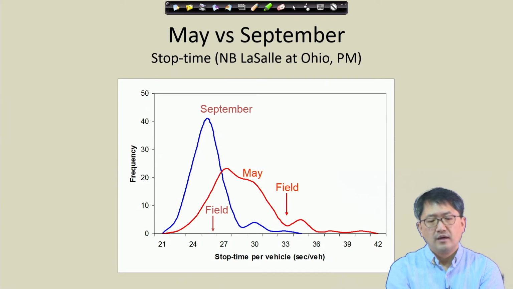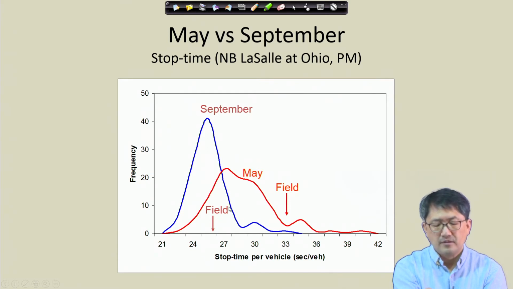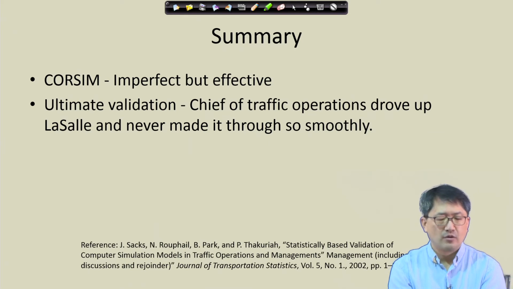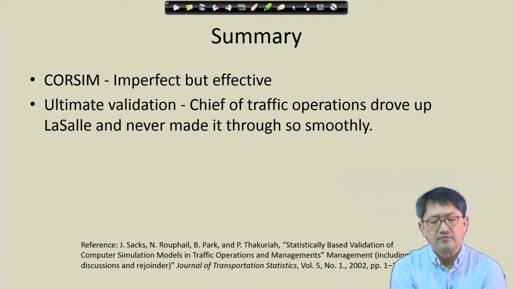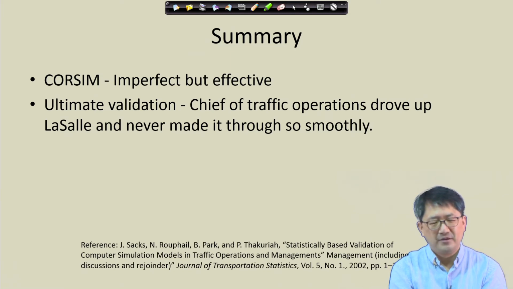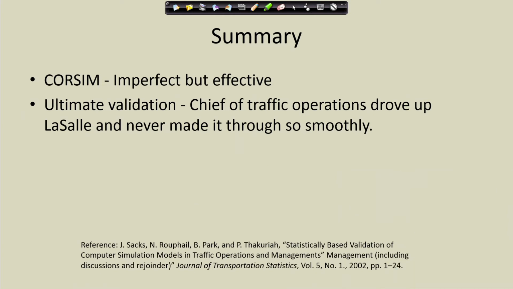Also, this is showing the different locations and conditions. This is the September field, and this is the May field, and they are showing similar. So the conclusion was that CORSIM is imperfect but effective, and we had a sort of ultimate validation. The Chief of Traffic Operations actually used this corridor as his commute, and he was very happy about that corridor. So it was good.